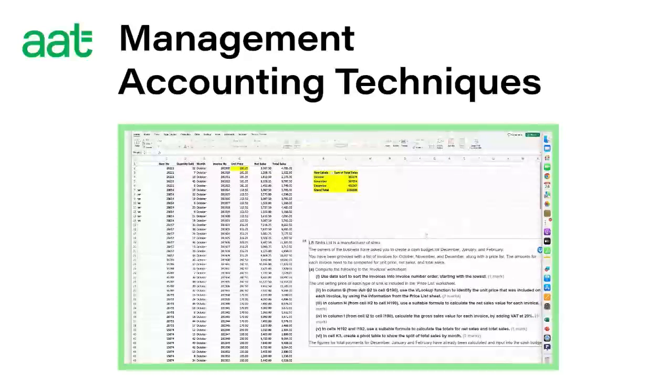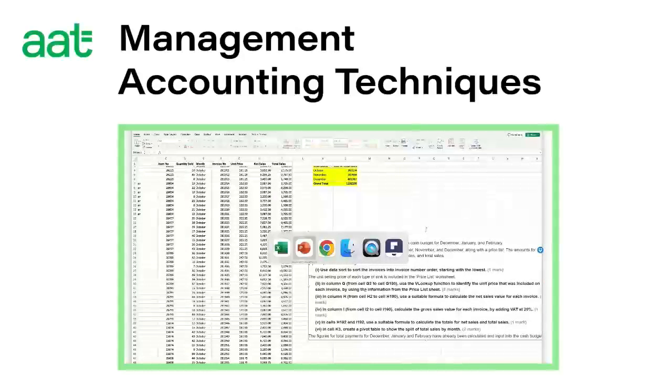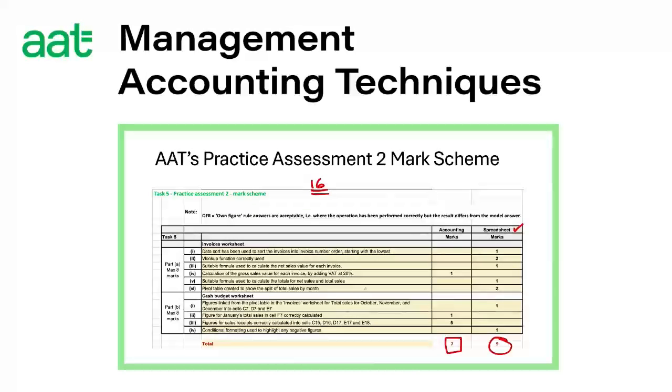So here I've got that task 5. If it says use data sort to sort the invoices and that's worth a mark, then that is definitely going to pick up that 1 mark, and you have to sort it just using a basic sort. Okay, so you must be familiar with all these areas: data sort, VLOOKUPs, creating a pivot table. Of course, you must be familiar with how to create a cash budget, but again, that's relatively straightforward compared to being able to do the spreadsheet side if you're not familiar with spreadsheets.